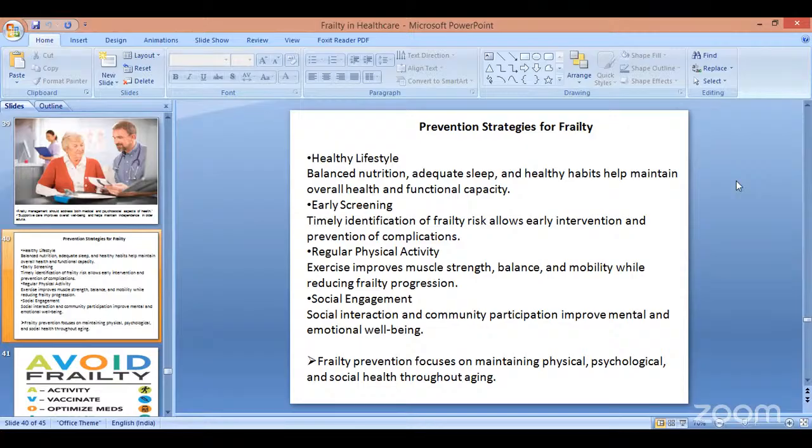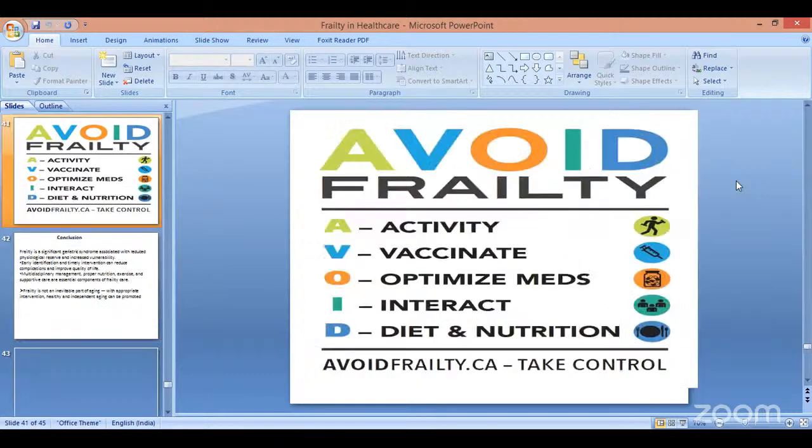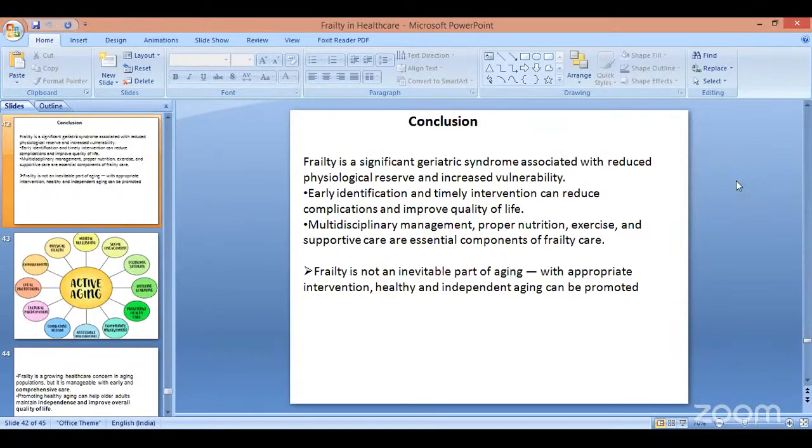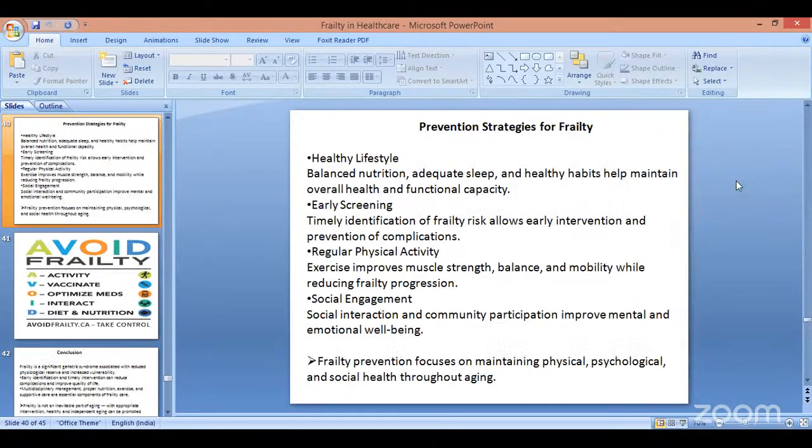In the USA, while we are out working, there are special centers like daycare for older people. They sit there, they chit chat, and that way they are taken care of. So frailty prevention focuses on maintaining physical, psychological, and social health throughout life.